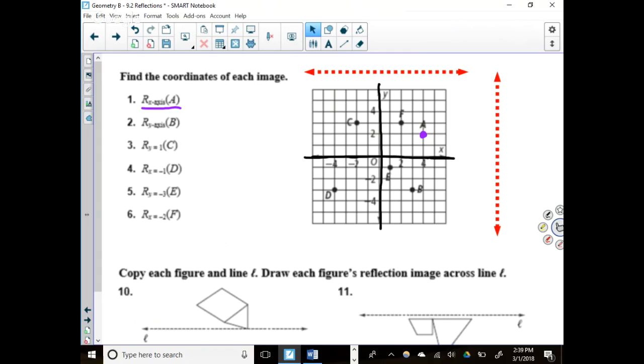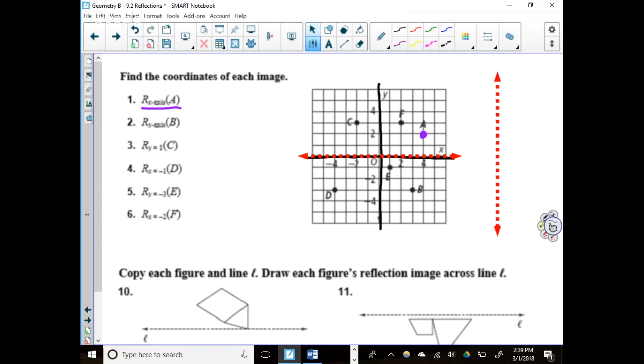Okay, so they want us to reflect A over the x-axis. I'm hoping we all know what the x-axis is. It's right there. So how did you get to A from the x-axis? You went up 2, right? So to get A prime, you go down 2.